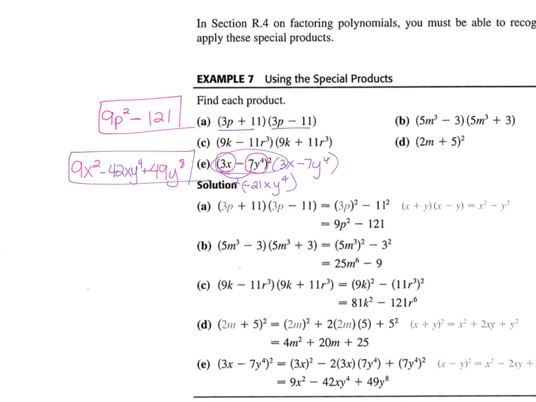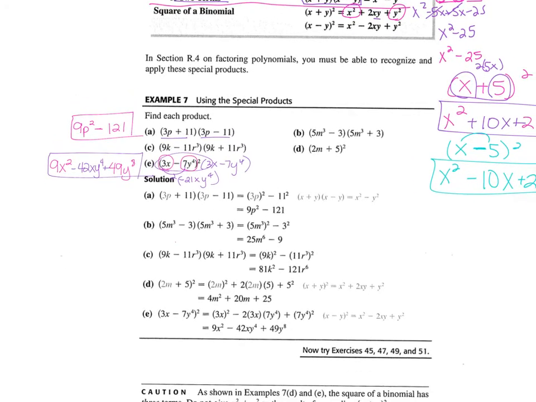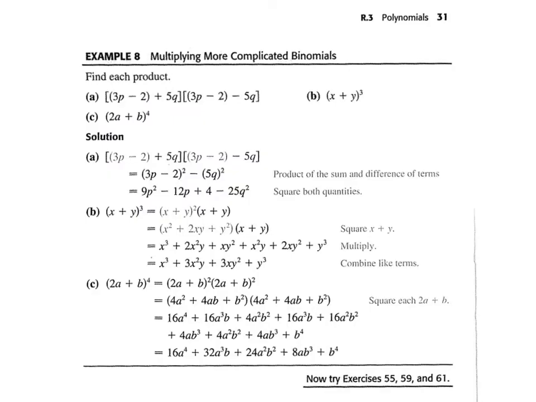So again, just shortcuts helping to simplify that work a little bit. Okay, this is just multiplying more complicated binomials, so maybe instead of just squaring it, you're multiplying it 3 times. So this would be x plus y times x plus y times x plus y.